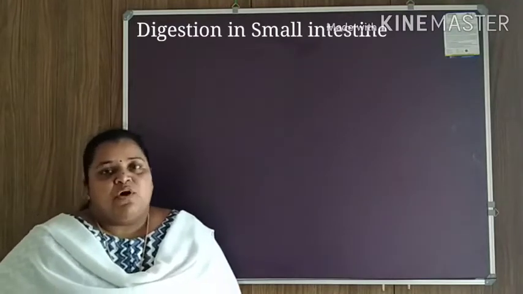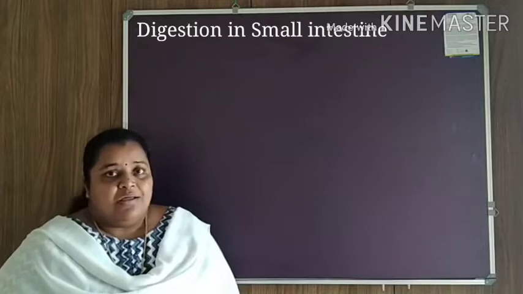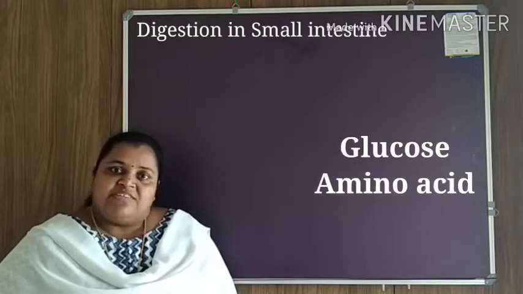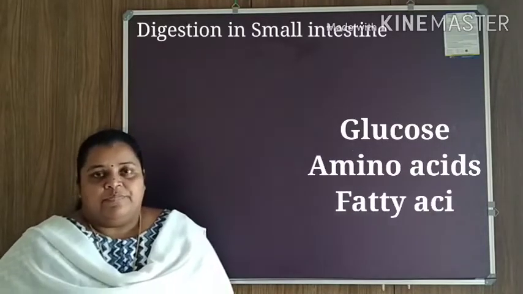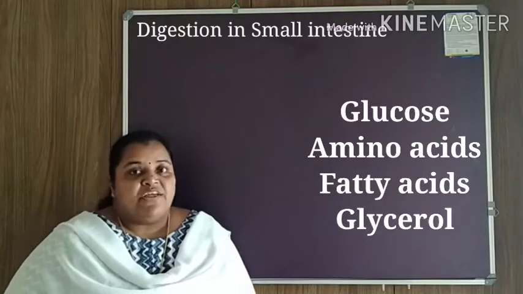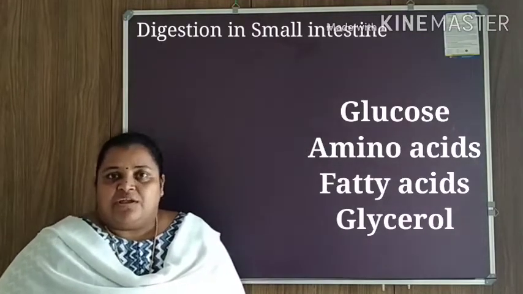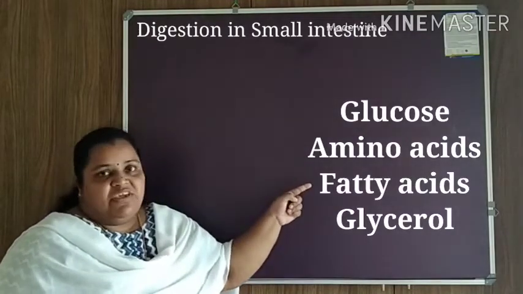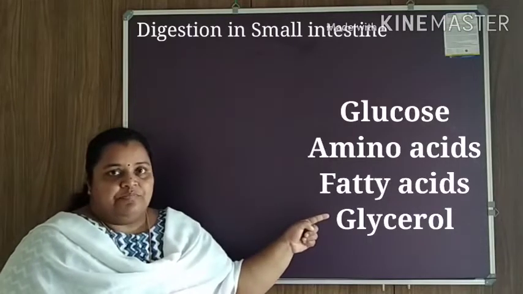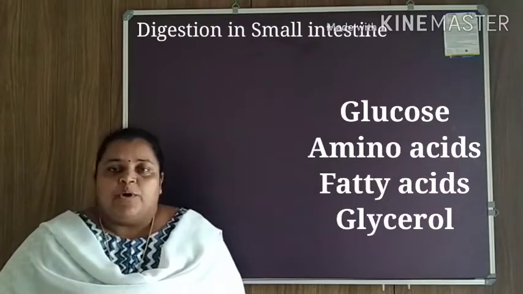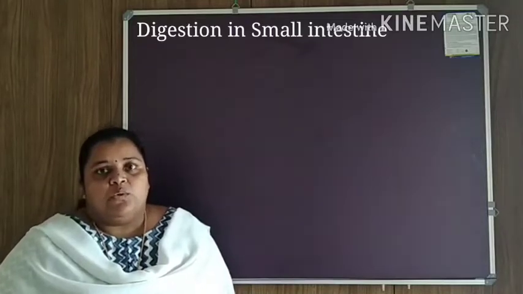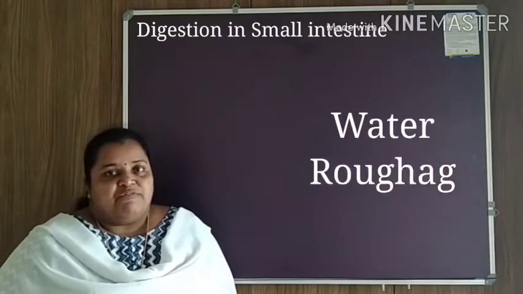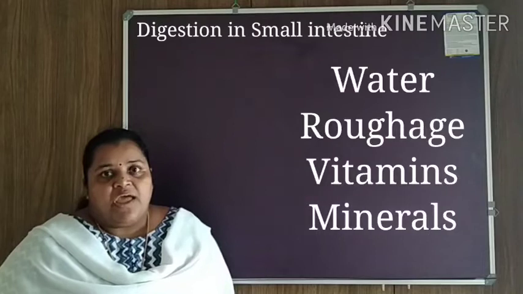The byproducts formed during the digestion are glucose, amino acid, fatty acid and glycerol. There are other components which do not undergo digestion. They are water, roughage, vitamins and minerals.